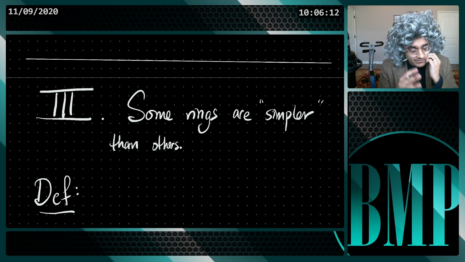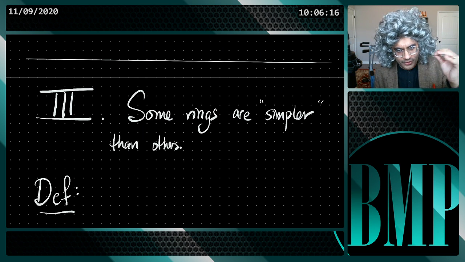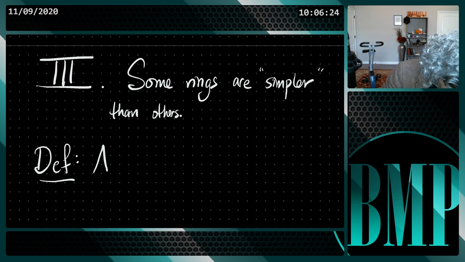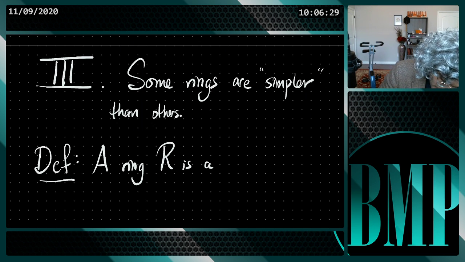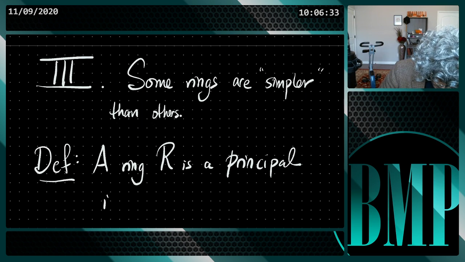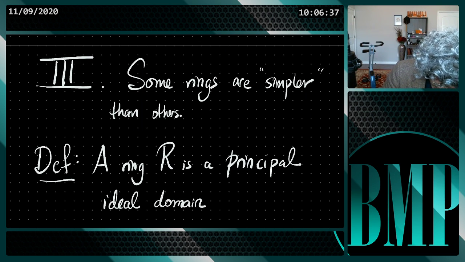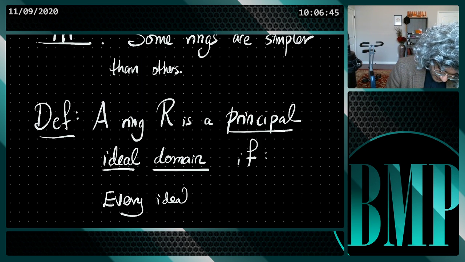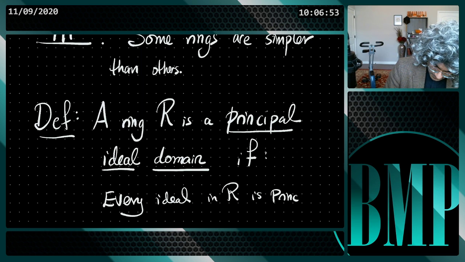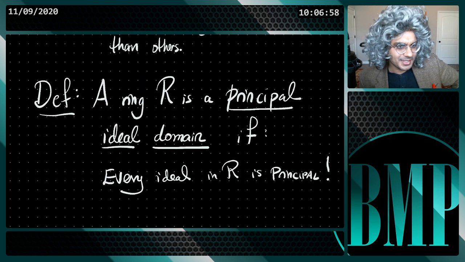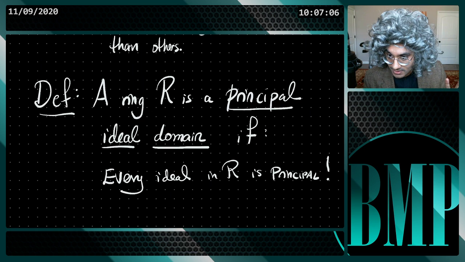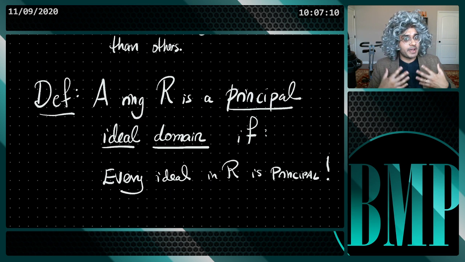Okay, so this is the first possibly interesting qualifier or adjective that points to the simplicity of the ring. So here's the definition. A ring R is a principal ideal domain if every ideal in R is principal. In other words, principal ideal domains are the simplest rings from the ideal theoretic point of view. All right? It's the simplest kind of ring from the perspective of creating ideals.